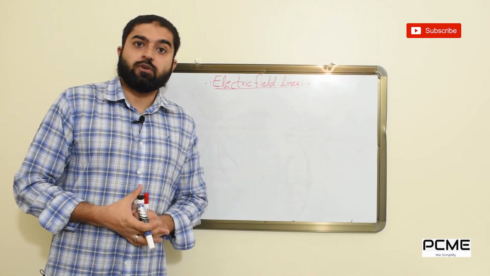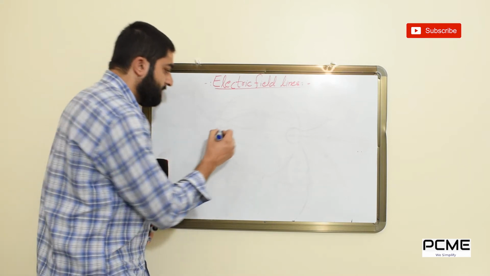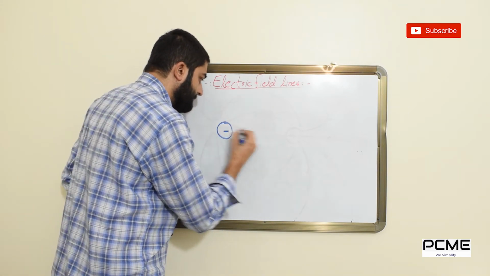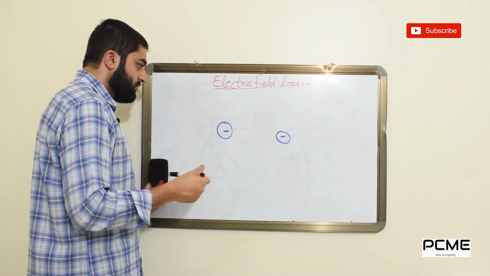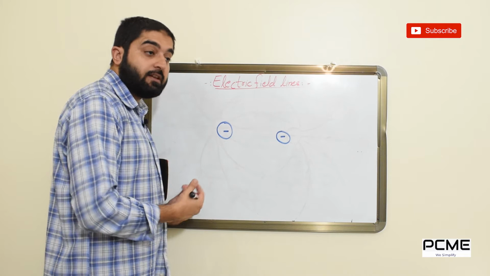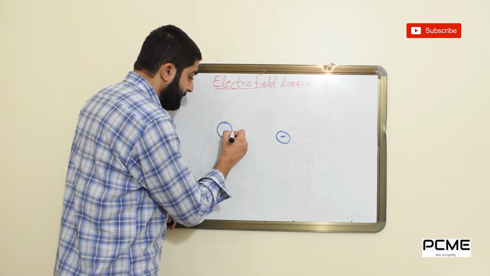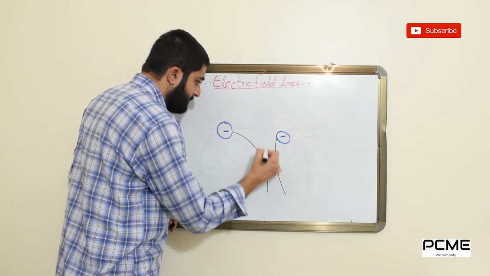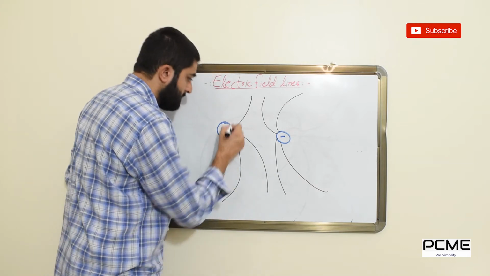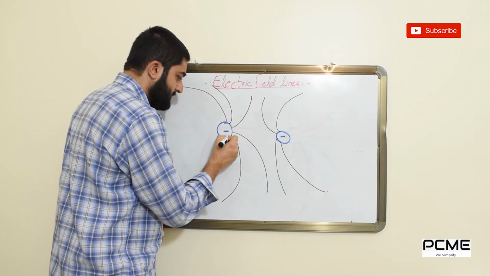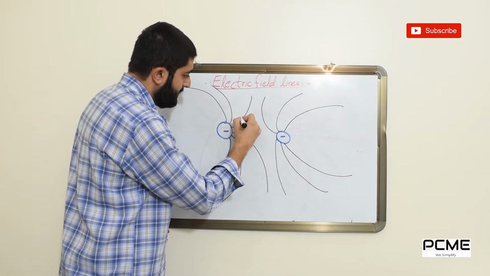And now we will draw the electric field lines pattern for like charges. So let's just say I have two negatively charged particles placed close to each other. In that situation, as I discussed before, like charges repel each other. So there will be a repulsive force. Now the electric field lines pattern will be something like this. You have to excuse me for my drawing, it's not that perfect, but I'm trying my best here.